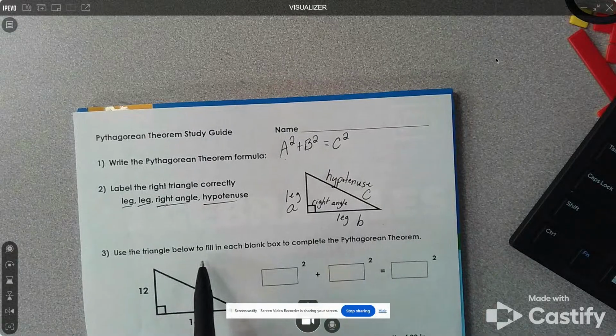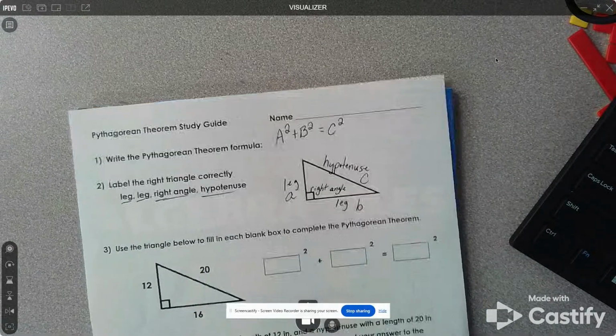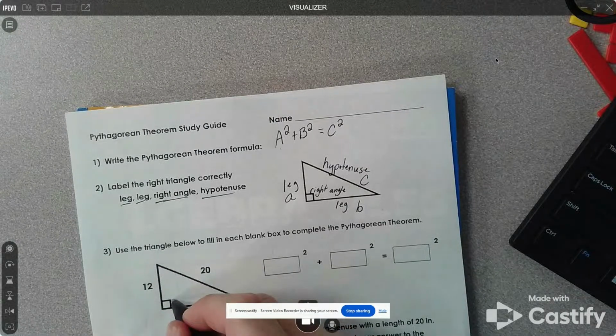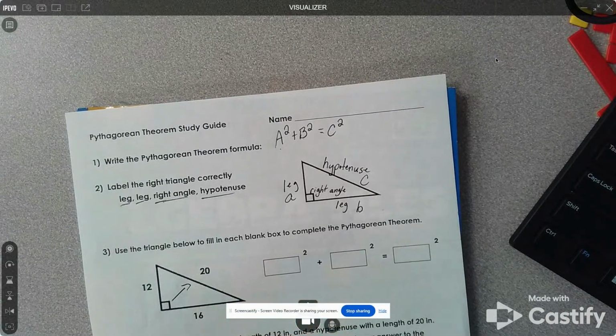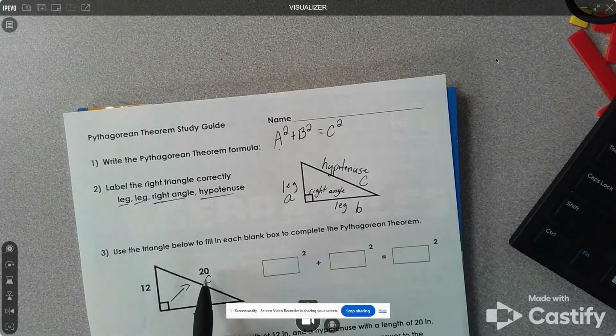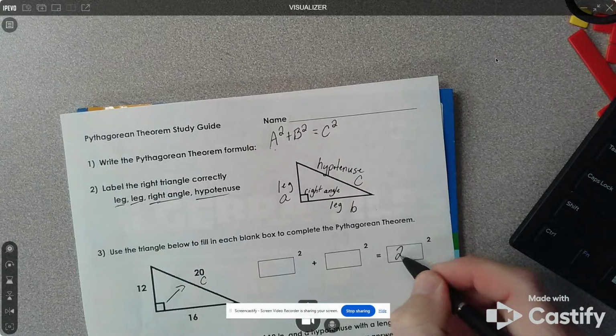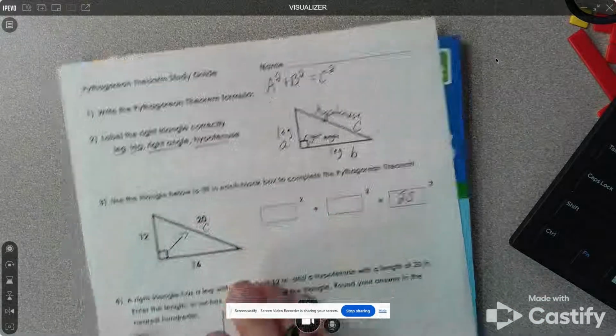Use the triangle below to fill in each blank box to complete the Pythagorean theorem. Well, since I know that the hypotenuse, which is across from the right angle, is always side C, that means that 20 is side C. So if 20 is side C, 20 has to go right here. So that would be 20 squared right there in that box.